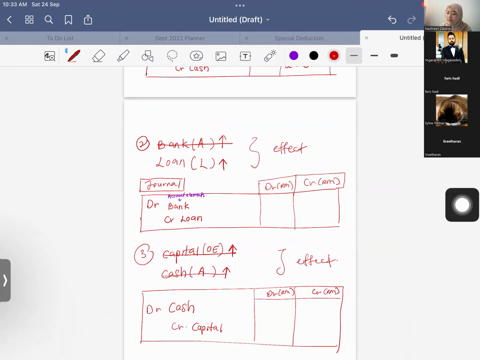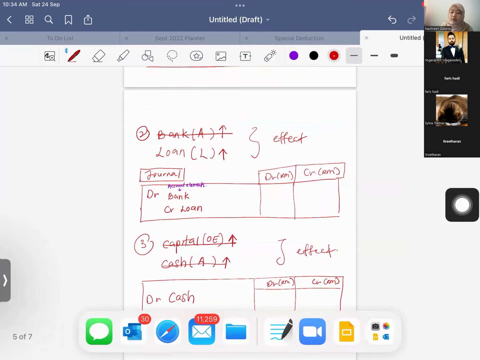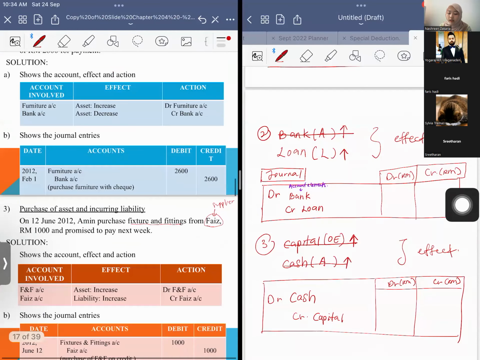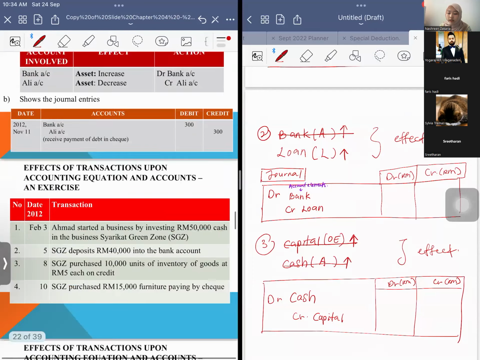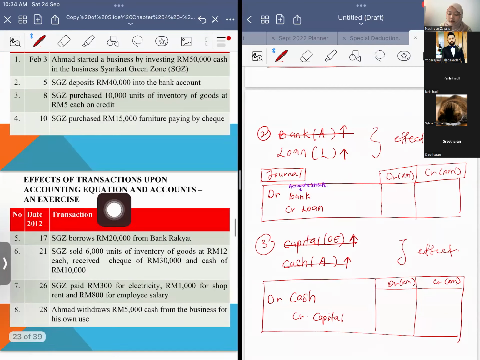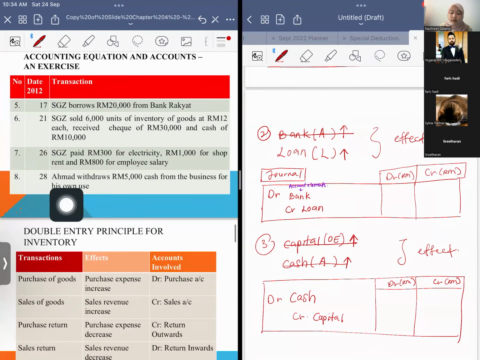Wait, where was it? Okay, you can do the tutorials here. This is the exercise. Don't ask me where the tutorial is, saying I will upload it. It's not separate, it's in the slide. Open the slide, the exercise is here. The effect transaction exercise includes all these transactions, up to 8.